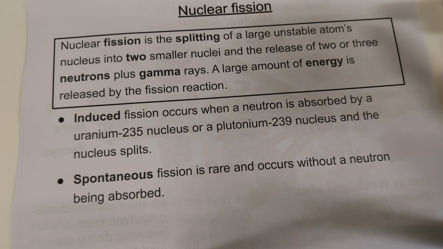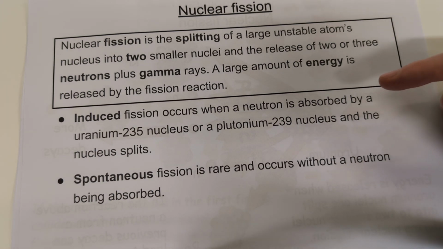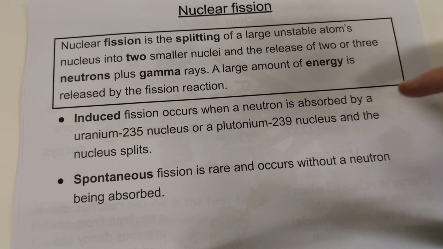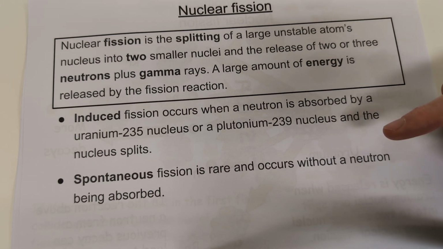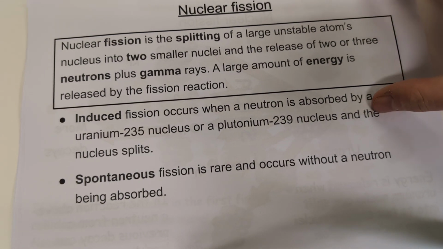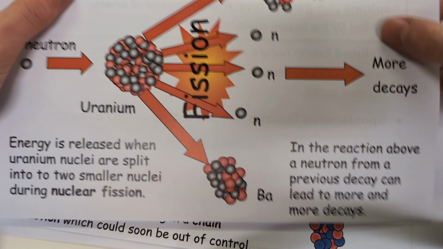There are 2 types of nuclear fission: induced and spontaneous. Induced fission occurs when a neutron is absorbed by a uranium-235 nucleus or a plutonium-239 nucleus, and the nucleus splits. Spontaneous fission is rare and occurs without a neutron being absorbed. So let's have a look at nuclear fission.